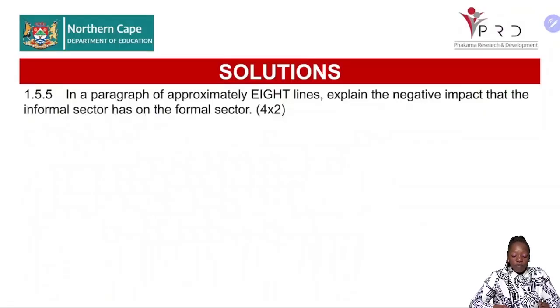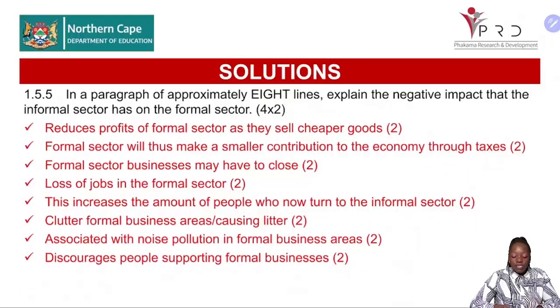Then your 1.5.5, in a paragraph of approximately 8 lines, you're supposed to explain the negative impact that the informal sector has on the formal sector. So number 1, it reduces their profit. Why does it reduce their profit? Because the informal sector's products are cheap. Remember, these people do not have any skill to run a business, and most of the time they are running at a loss because they are looking at attracting more customers, and they are not looking at the business side where they are losing profit, because the very same products that you find in the formal business, you will find at a cheaper price. So therefore, the people prefer to buy from them.